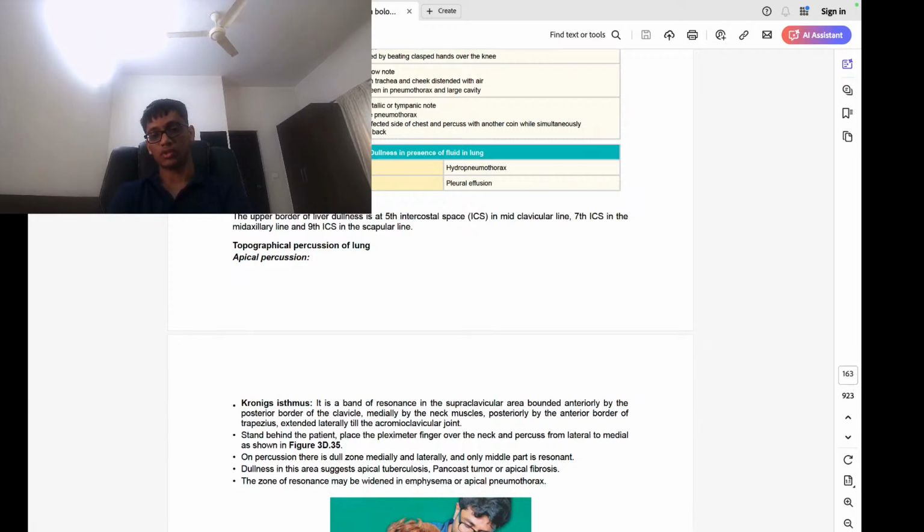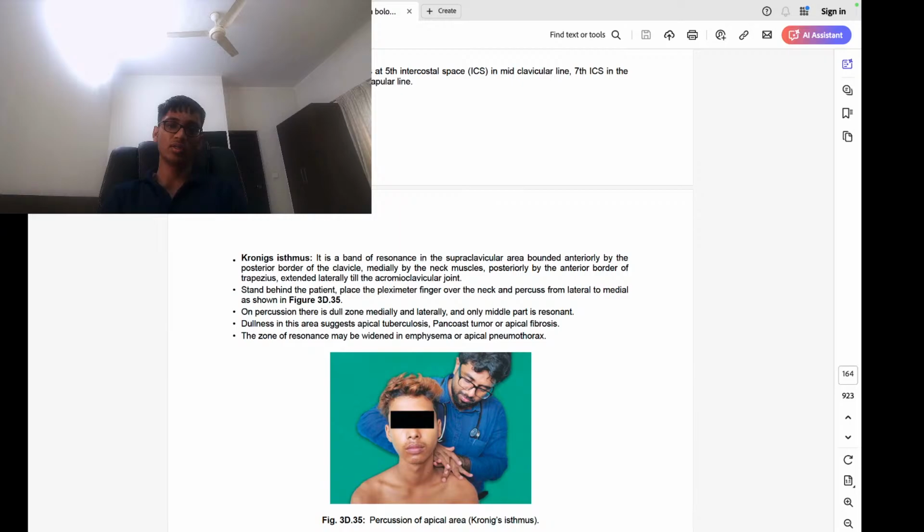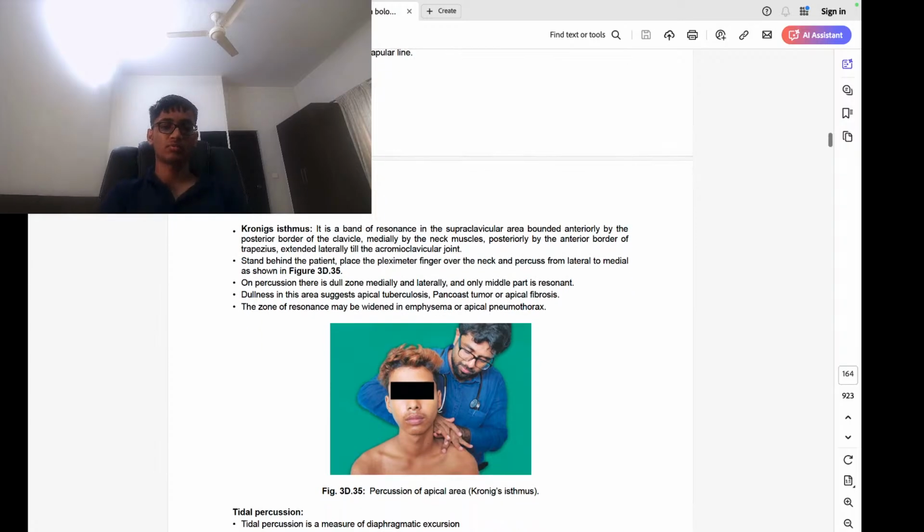Topographical percussion of the lung. Apical percussion is Kronig's isthmus. It is a band of resonance in the supraclavicular area, bounded anteriorly by the posterior border of the clavicle, medially by the neck muscles, posteriorly by the anterior border of the trapezius, and laterally by the acromioclavicular joint. Kronig's isthmus is somewhere here.